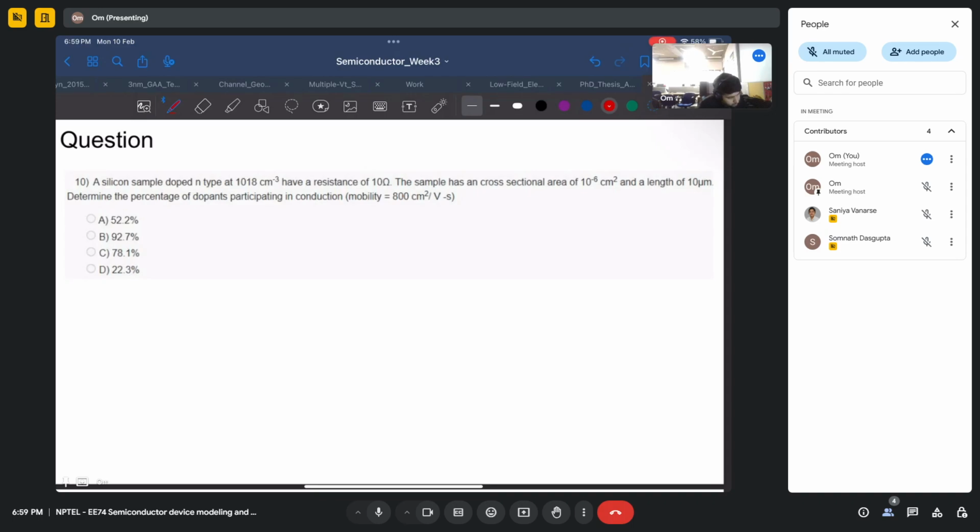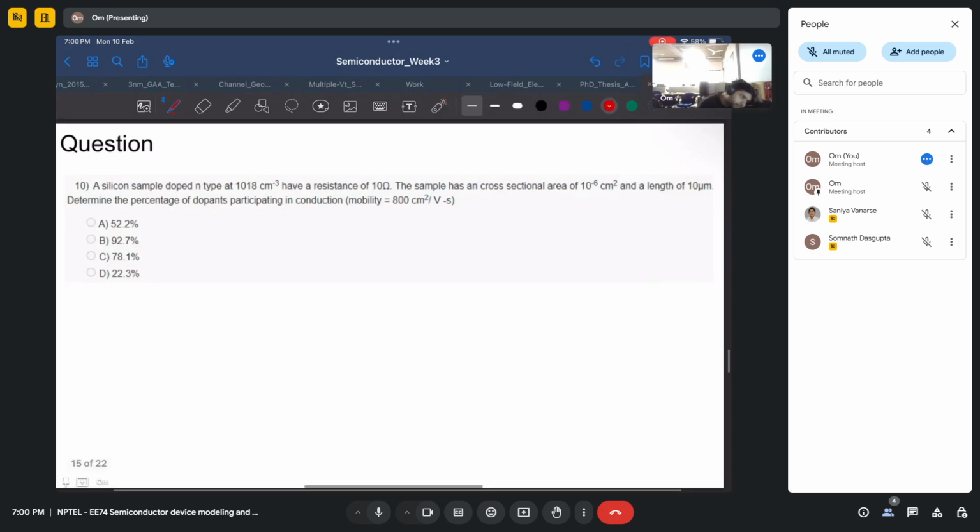So what is given to us is we have a silicon sample doped n-type at 10 to the power 18 per centimeter cube of doping, resistance of 10 ohm. The sample has a cross-section area of 10 to the power minus 6 centimeter square, and a length of 10 micrometers. Determine the percentage of dopants participating in conduction. Mobility is given as 800 centimeter square per volt second.